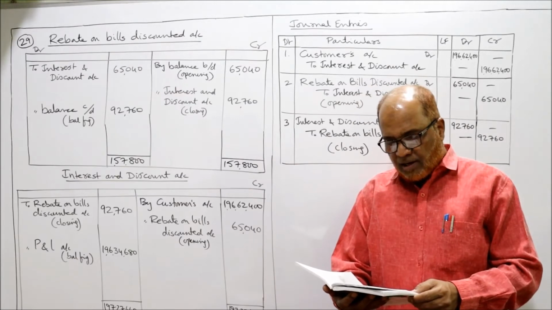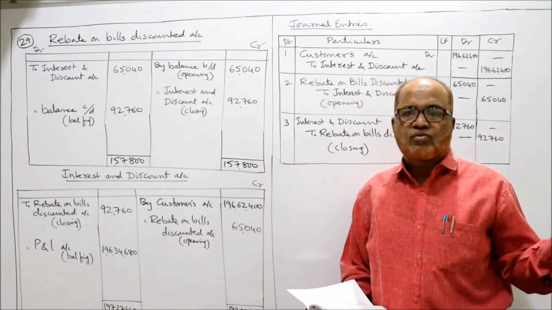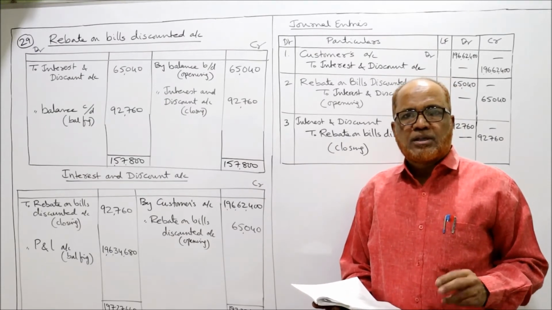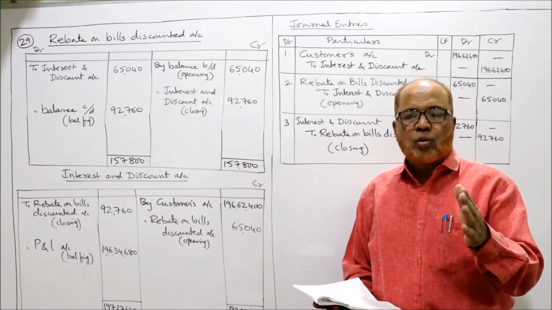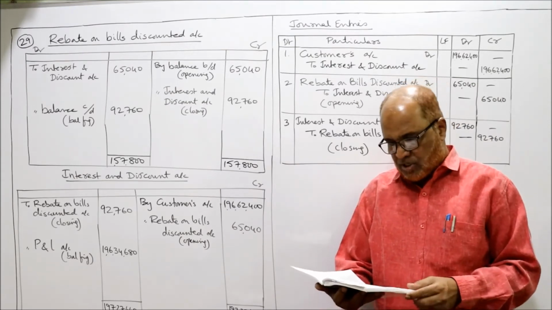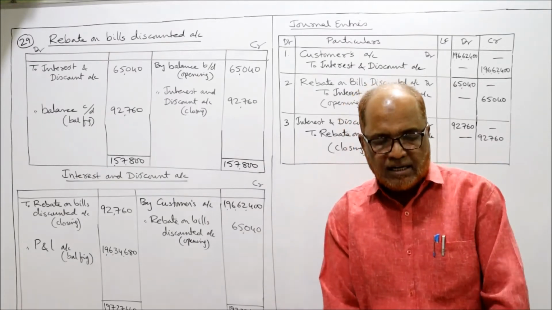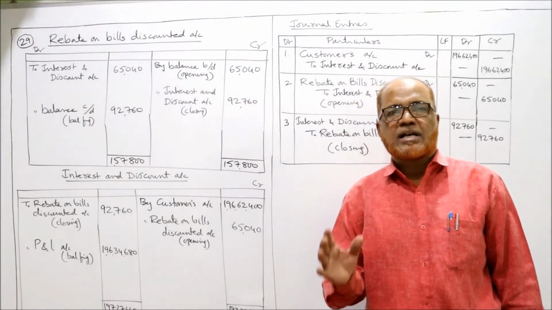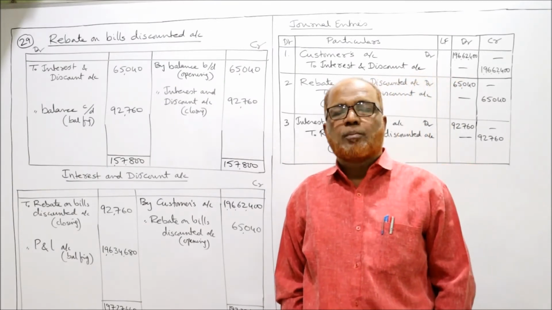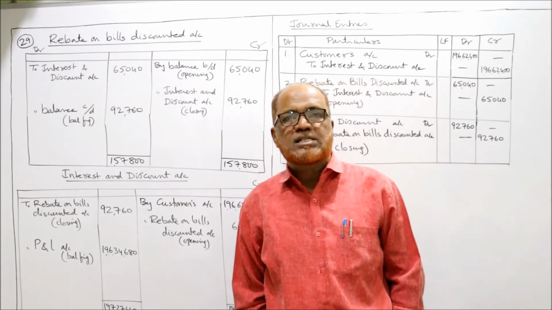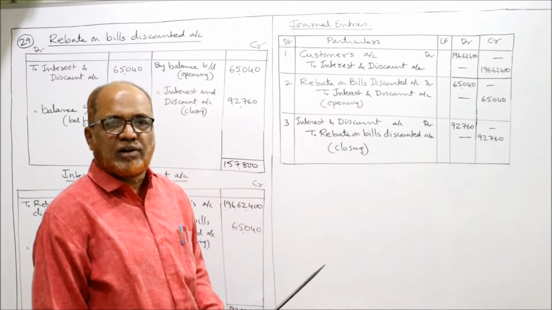Pass the necessary journal entries adjusting the above. Exactly the same entries we have to pass, 3 entries, as we did in the previous problem. First entry for interest and discount received. Second, opening rebate की entry. Third, closing rebate. And show the rebate on bills discounted account and interest and discount account. So apart from passing the journal entries, we are required to make 2 accounts: one, rebate on bills discounted account, another, interest and discount account. But before that, first we pass the journal entries.